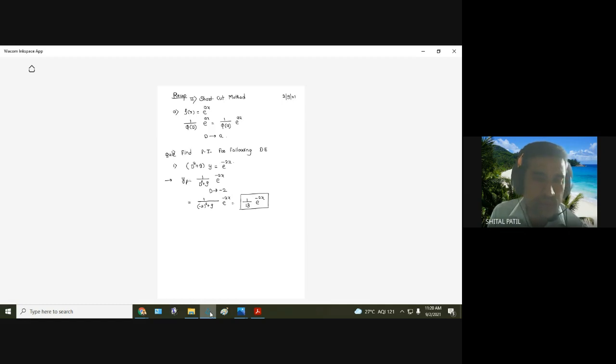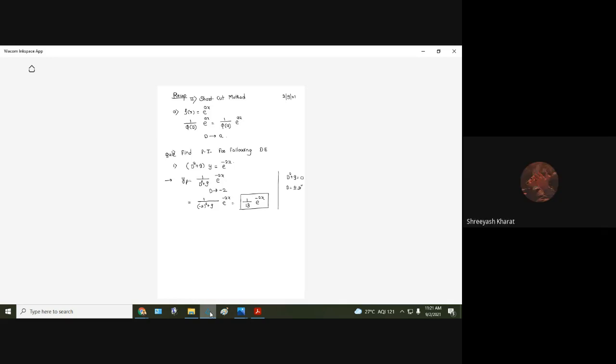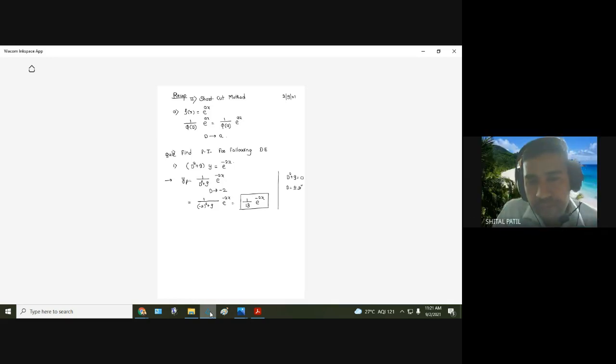And you might have observed that if you try to find the roots of this, D square plus 9 equal to 0, the roots are complex numbers. So the shortcut method is applicable whether the roots are real numbers or complex numbers, it doesn't matter.